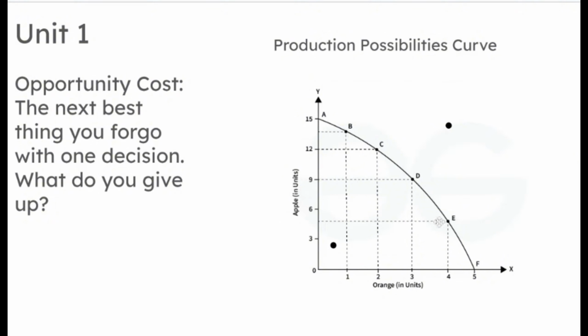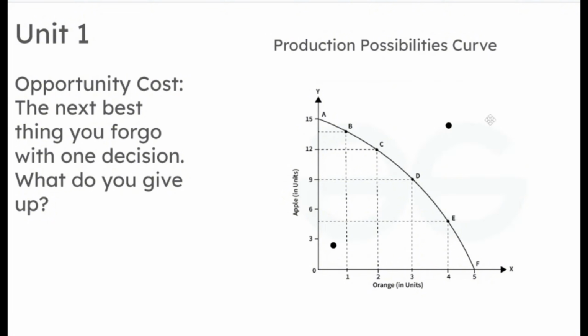So as you go along this line, any point on this line is a combination of the two that you can make. So here you can make 0 oranges and make 15 apples, or you can make 5 oranges and 0 apples. As long as you're on the PPC, resources are fully and efficiently utilized, no wasted resources. If you're inside the PPC, resources are underutilized and you are inefficient. A point outside the PPC is impossible.